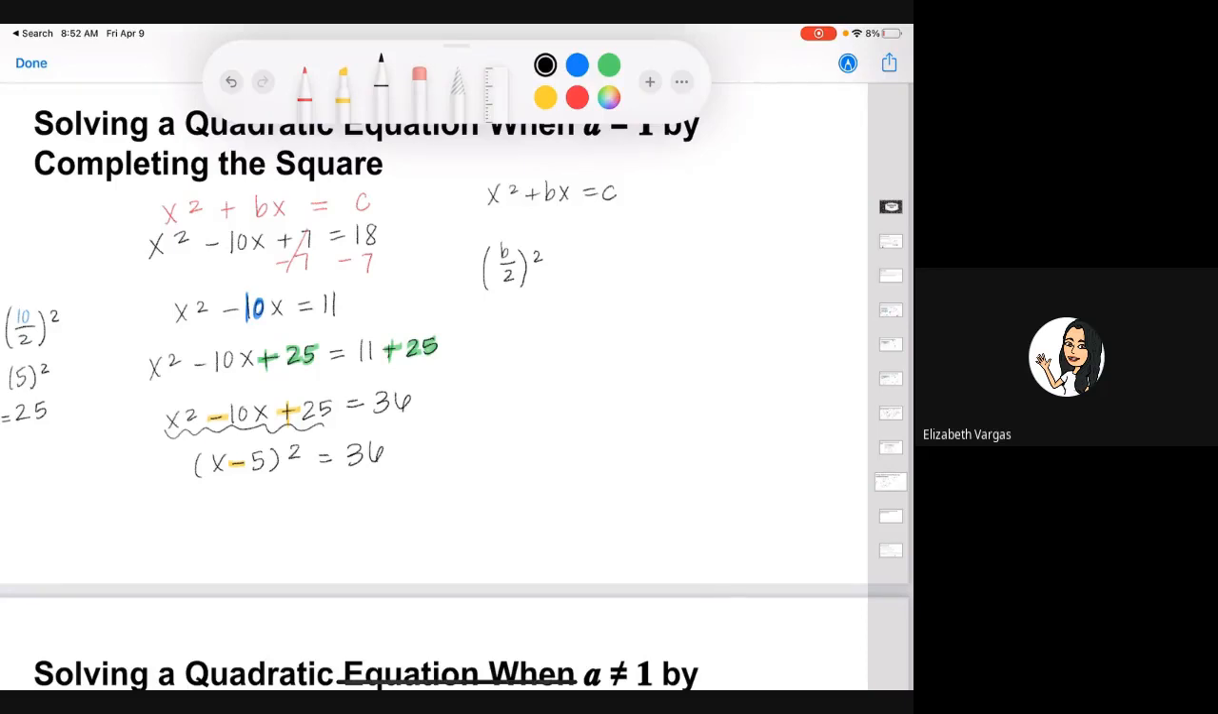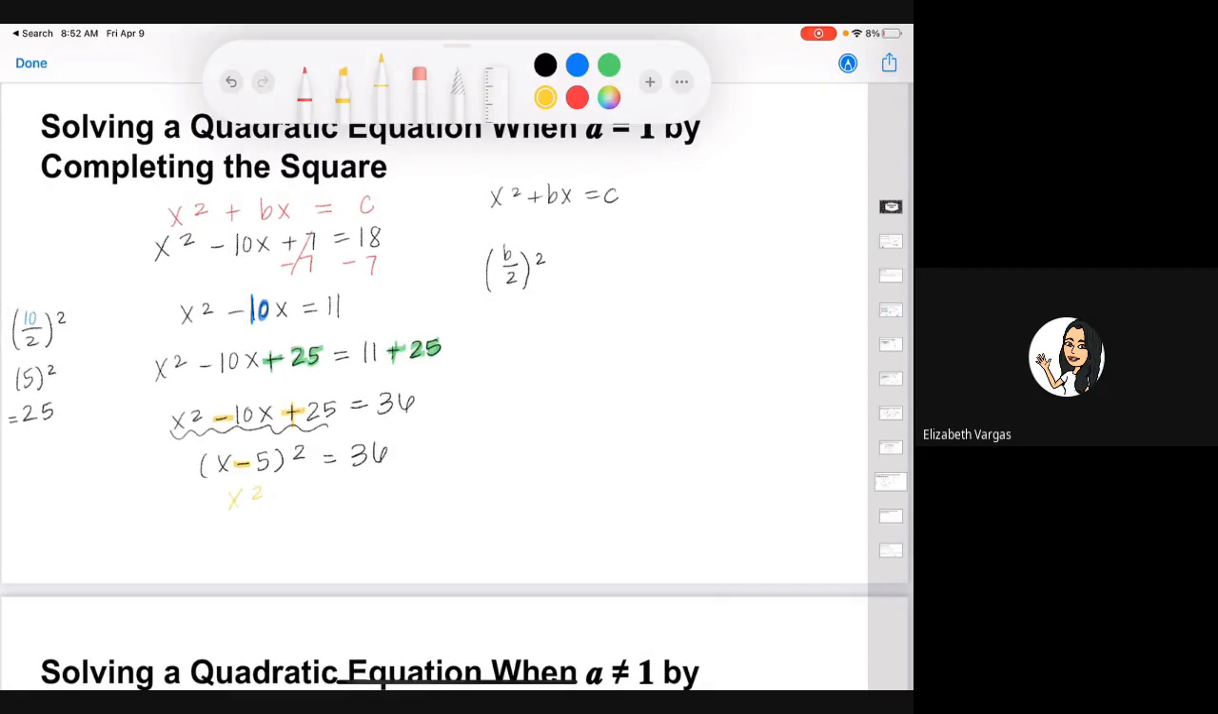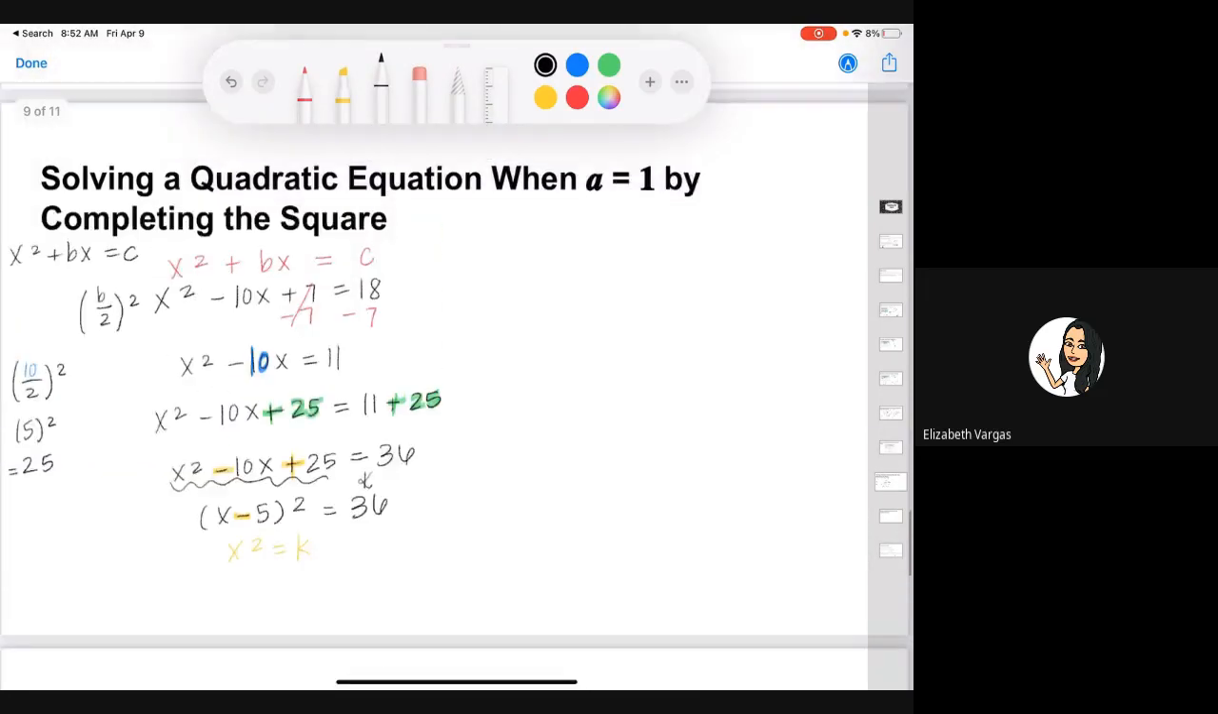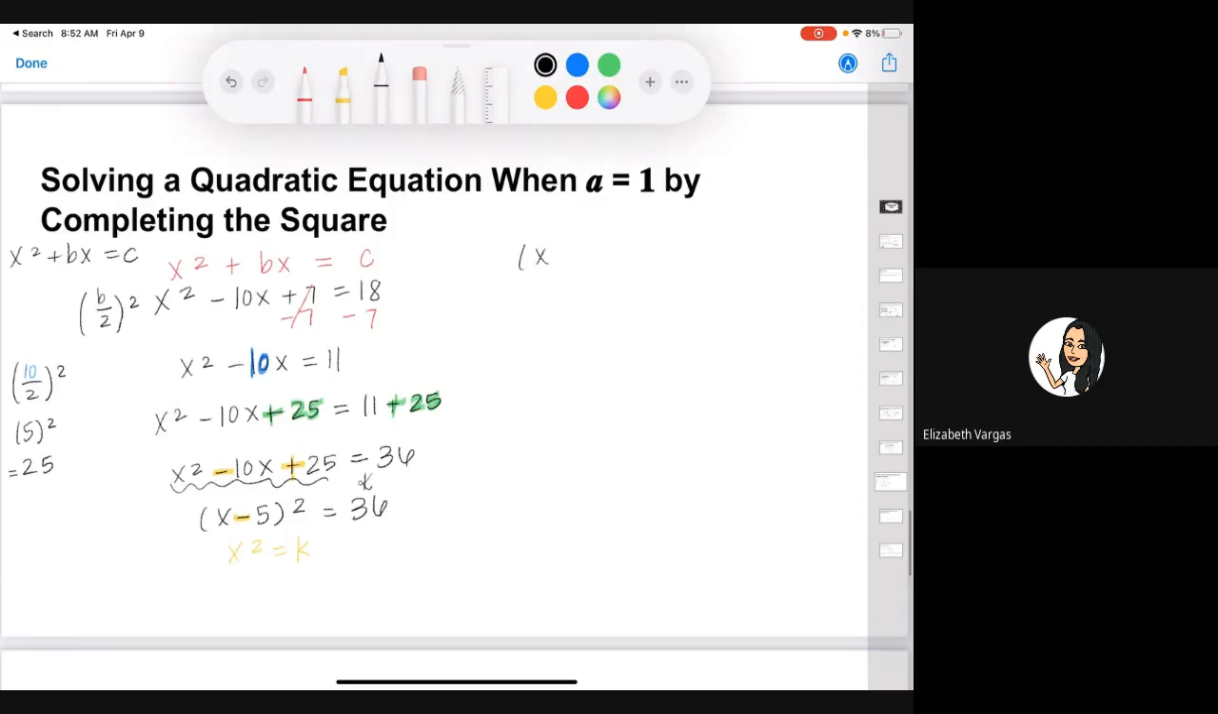Well, what does this look like? This should help recall the x squared equals k, the square root property, right? That's what it looks like. Because my k is greater than 0, I know that I need to take the positive square root of k and the negative square root of k. So let me move it over here. I need both the positive square root of k and the negative square root of k.